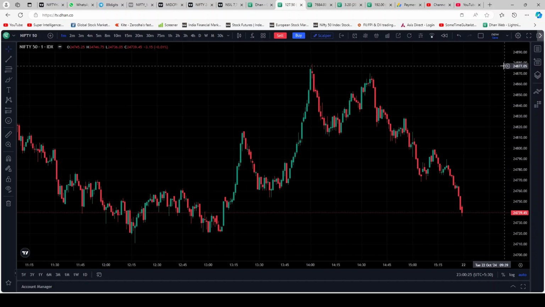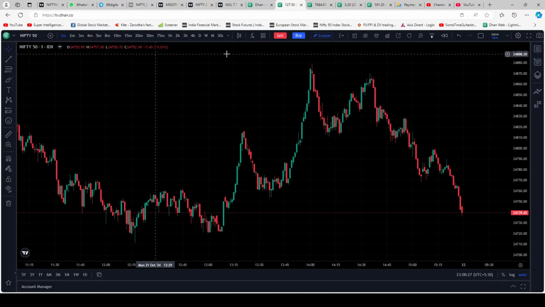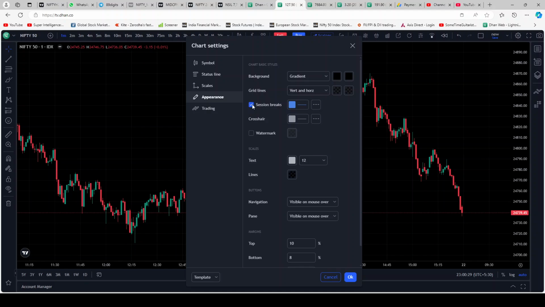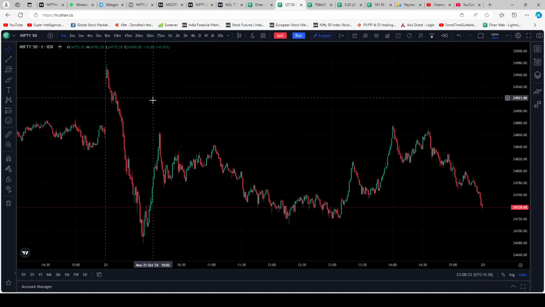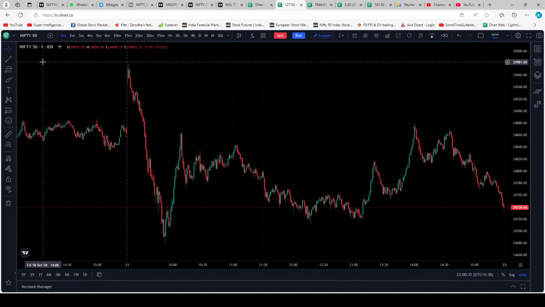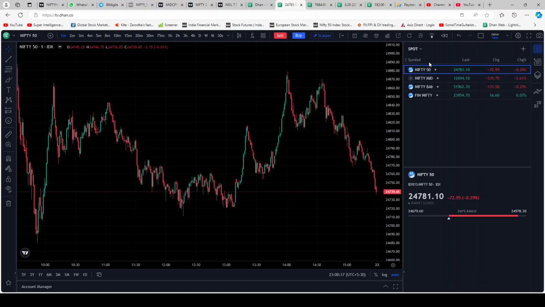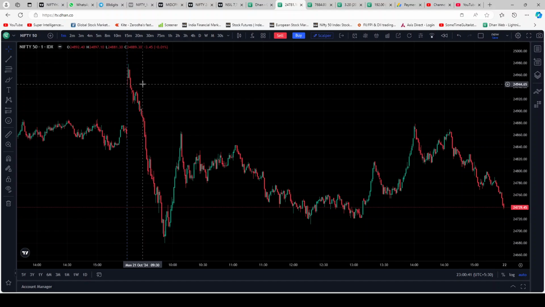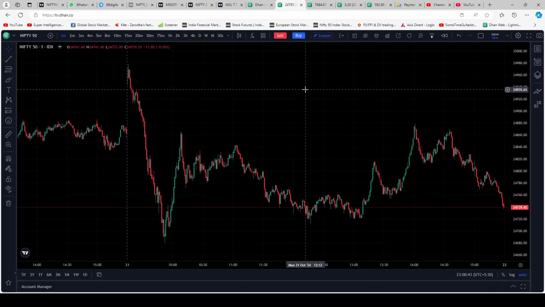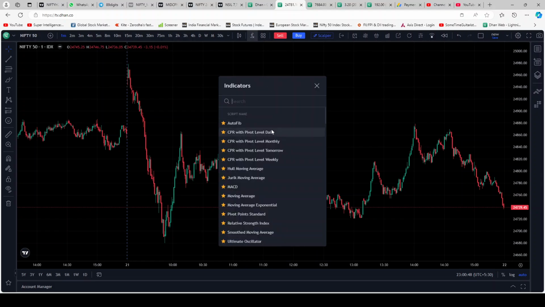I'll remove indicators. Okay, so I'm on the 1 minute time frame. The only thing I'll use is the session break that shows where the day ends and the day begins over here. So this is the Nifty 50 spot chart, I believe. Yeah, Nifty 50 spot chart. All right, so how to capitalize on the 1 minute opportunity? We only need one indicator for this.